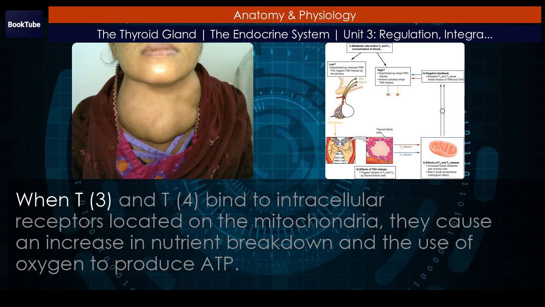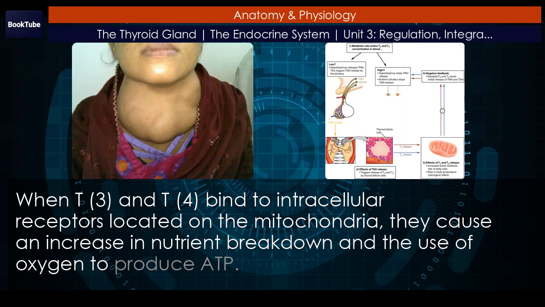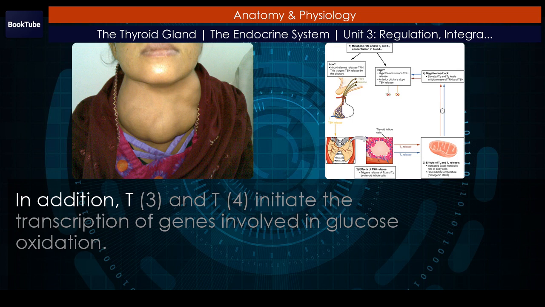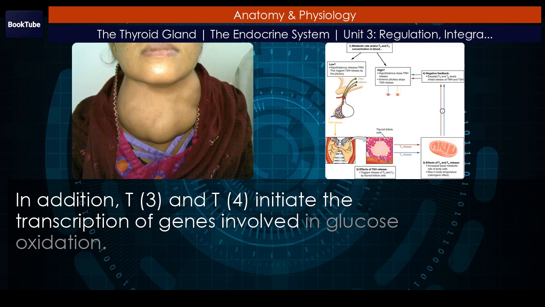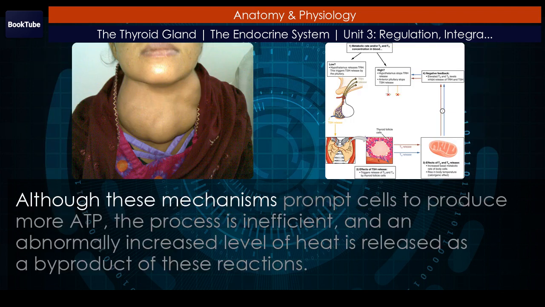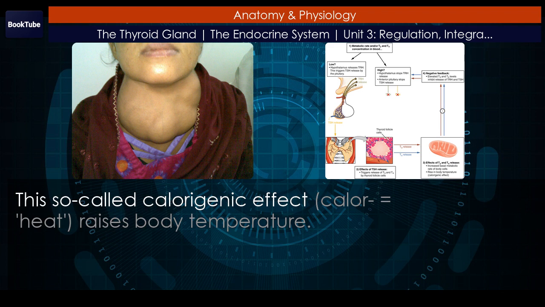When T3 and T4 bind to intracellular receptors located on the mitochondria, they cause an increase in nutrient breakdown and the use of oxygen to produce ATP. In addition, T3 and T4 initiate the transcription of genes involved in glucose oxidation. Although these mechanisms prompt cells to produce more ATP, the process is inefficient, and an abnormally increased level of heat is released as a byproduct of these reactions. This so-called calorigenic effect, calor equals heat, raises body temperature.